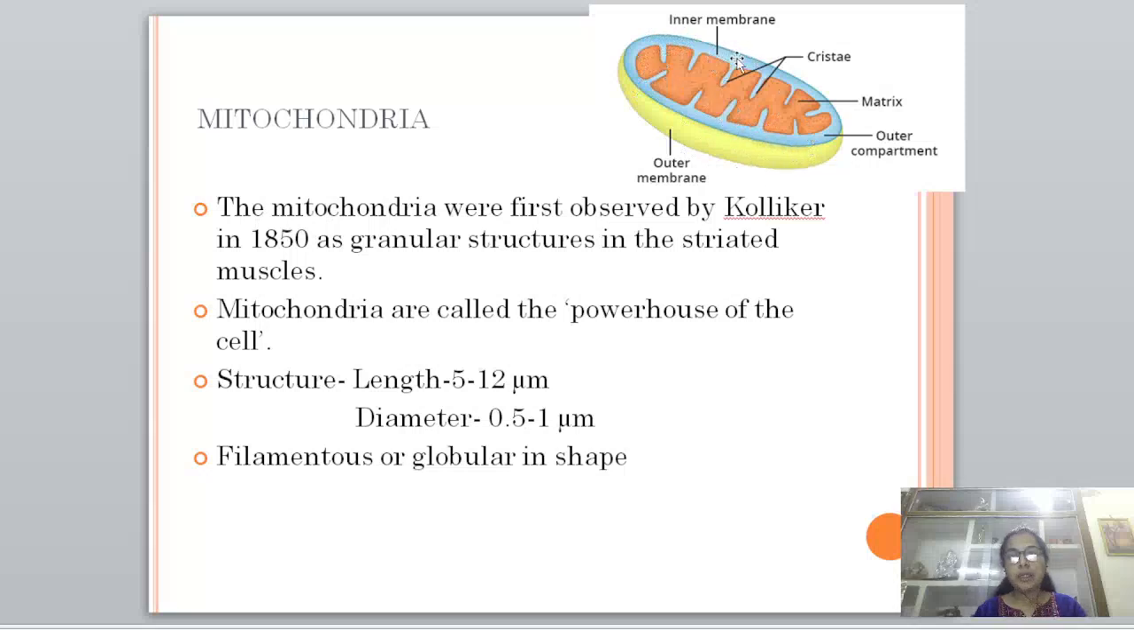It has an inner membrane and an outer membrane. This is called a cristae, and it has a fluid filled in it. This sac is called the cristae, and the fluid in it is called the matrix. And this is filamentous or globular in shape.